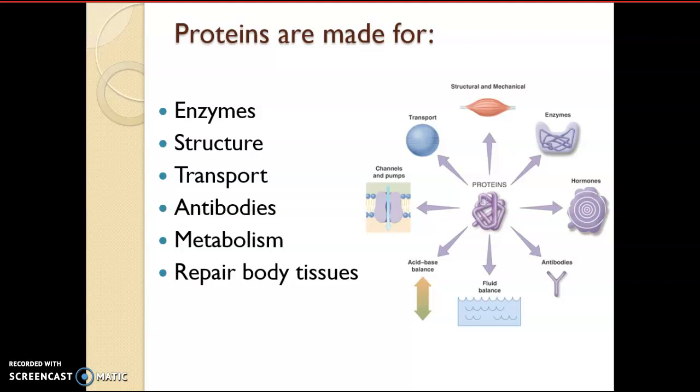Now guys, on your test you will be asked what are some functions of proteins. You can give me any of these. The three really important ones: enzymes, transport, metabolism. Those are really important ones.